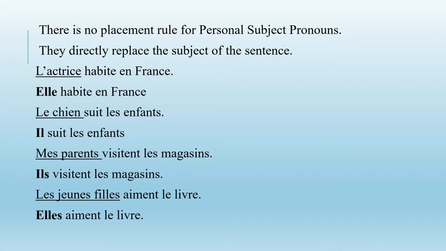Mes parents visitent les magasins. Mes parents is the subject here because it's doing the action of visiting. So, mes parents here is one man and one woman, one masculine and one feminine. Therefore, the masculine takes precedence and it becomes masculine plural ils. And the last example here is les jeunes filles aiment le livre. Les jeunes filles are the young girls. And why is it a personal subject here? Because they are doing the action of liking the book. So it will become feminine plural elles, E-L-L-E-S.